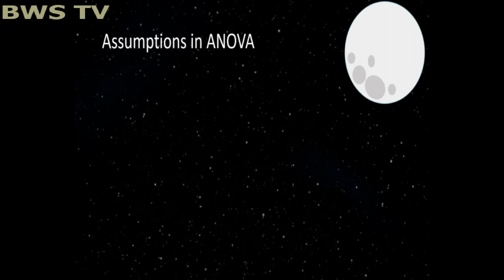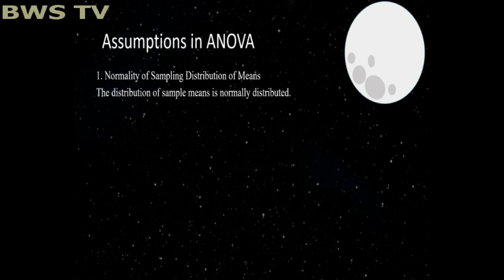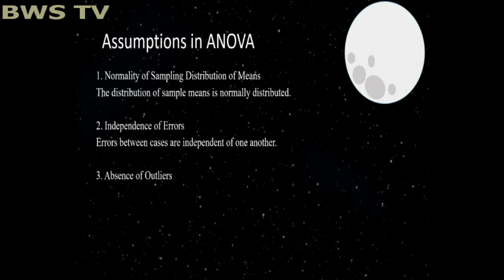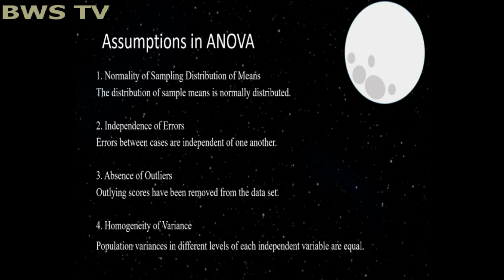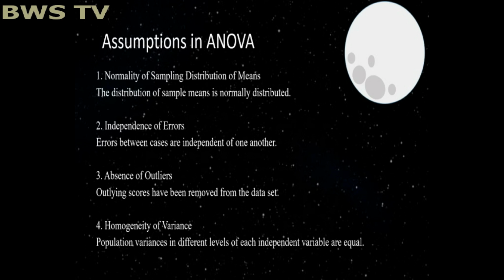Now let's have assumptions in ANOVA. First, normality of sampling distribution of means. The distribution of sample means is normally distributed. Second, the independence of errors. Errors between cases are independent of one another. Third, absence of outliers. Outlying scores have been removed from the dataset. And last, homogeneity of variance. Population variances in different levels of each independent variable are equal.